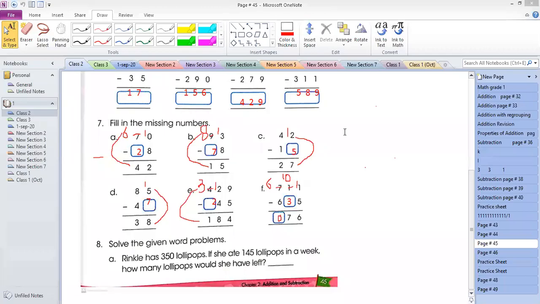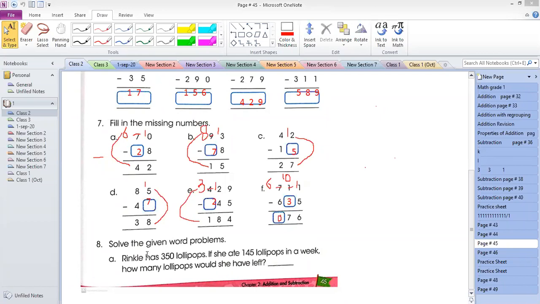This is lesson number 27 for grade 2 mathematics, and we finished question number 7 yesterday. That was fill in the missing numbers, and we completed it. Now on question number 8, we have to solve the given word problems. I'm going to read a word problem for you.